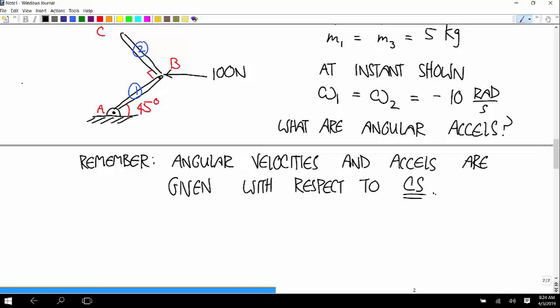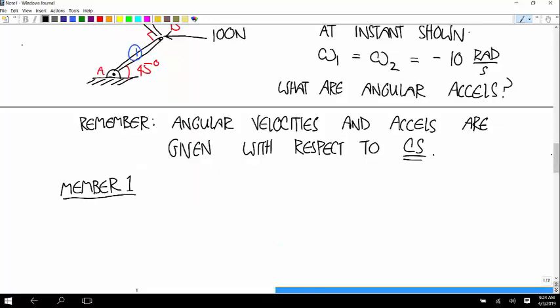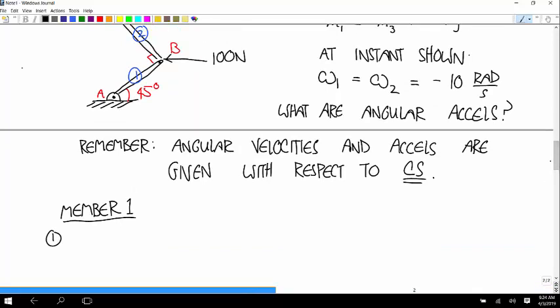So this has two members. They're already numbered. And so now we're just going to isolate the individual members and go through the rigid body process for each one. So I'll start with member 1. And we'll just go through the steps for a rigid body. Does member 1 have a fixed point? Yep. And so the about point is the joint A.